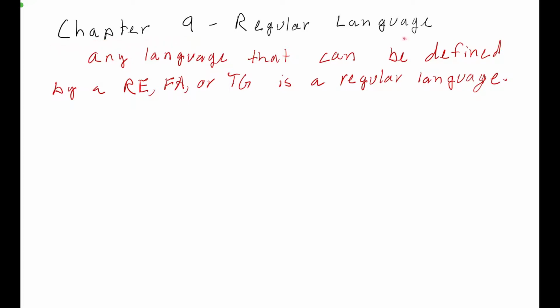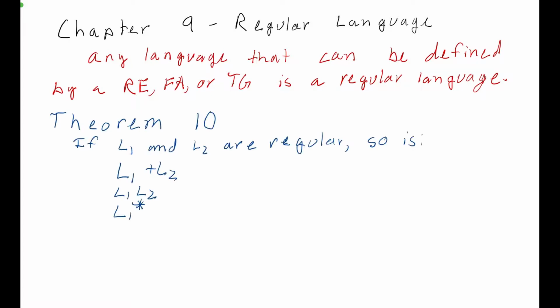And this chapter is called Regular Languages. So what is a regular language? Any language that can be defined by a regular expression, finite automata, or a transition graph is a regular language. So if we can define a language using one of these three defining mechanisms, then that language is considered to be regular. Now we're just going to look at a few properties of regular languages for the rest of this chapter.